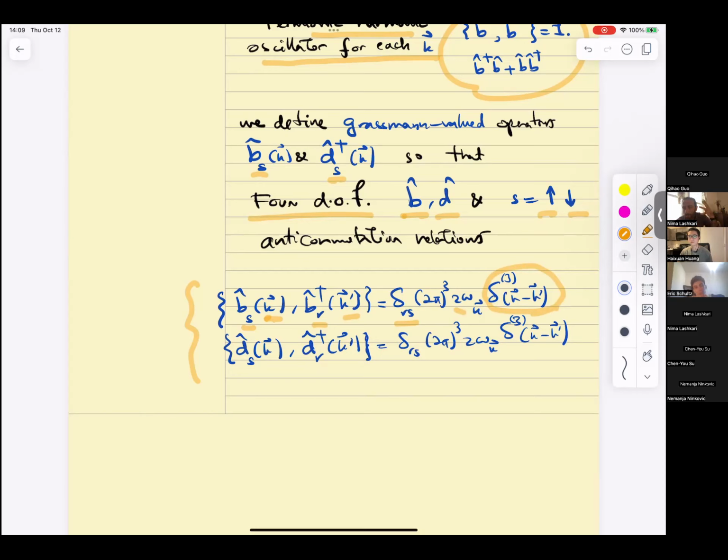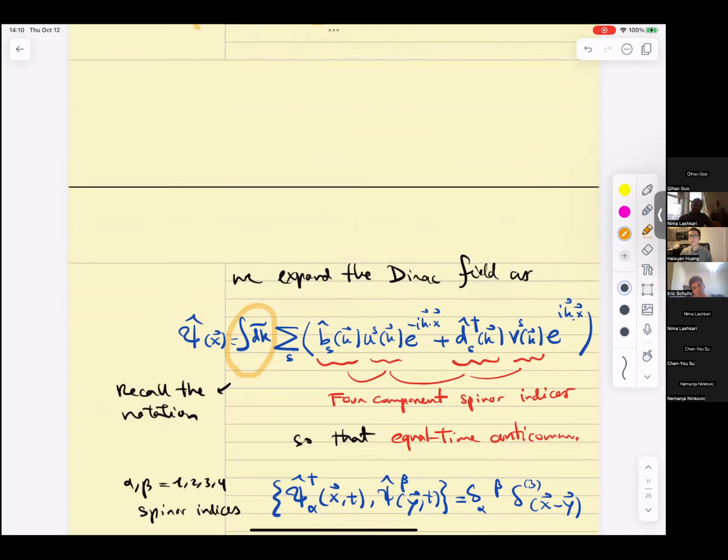Is it clear? So there are 4 modes. I'm labeling them: 2 of the variables are spin up and down, and the other ones I'm using just different notation, B and D. Good.